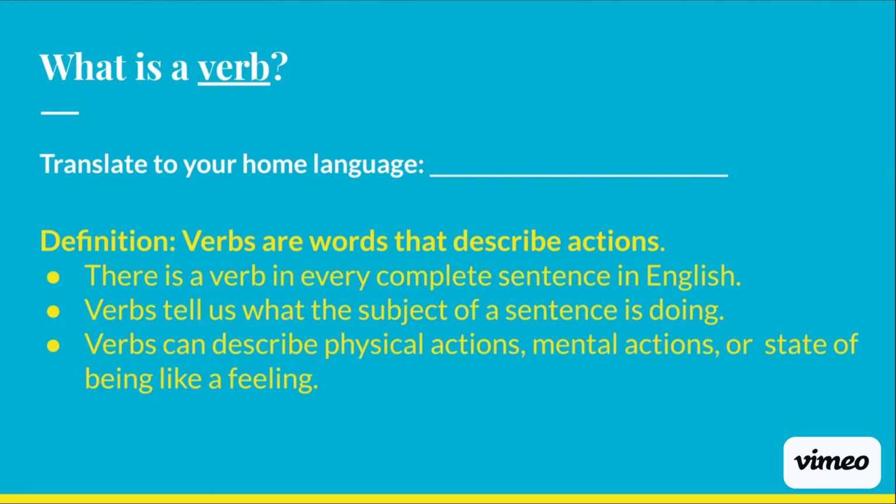It's also important to know the definition of this part of speech in English. So verbs are words that describe actions or things that we do. There is a verb in every complete sentence in English. Verbs tell us what the subject of a sentence is doing. And verbs can describe physical actions, mental actions, or states of being, like a feeling. I cover this in a separate video on my channel if you want to watch it as a follow-up to this lesson.